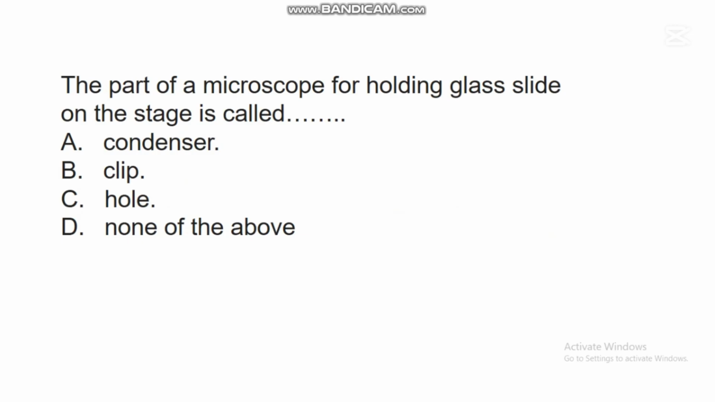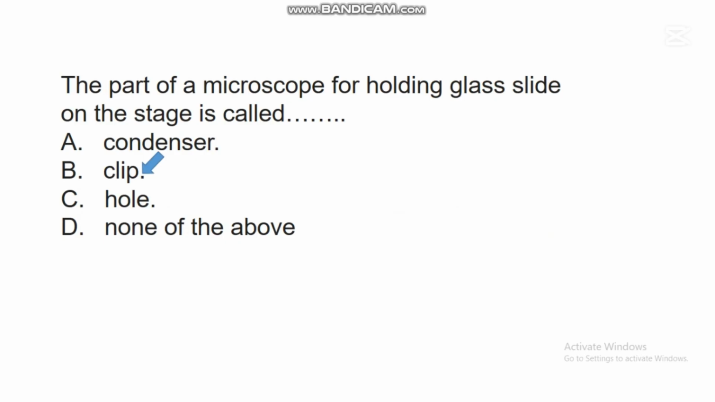The next question says, the part of a microscope for holding glass slide on the stage is called dash. A. Condenser. B. Clip. C. Hole. D. None of the above. In this question, the correct answer is B.